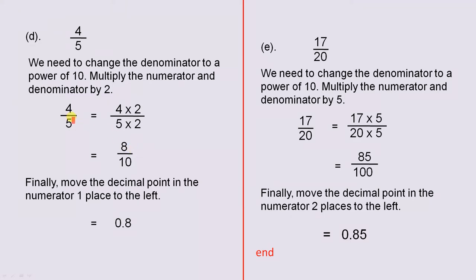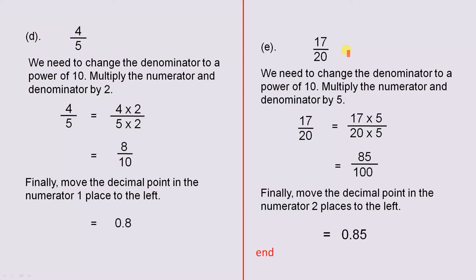So really 4 over 5 is the same as 8 over 10. Now we can change this to a decimal very easily because this is 10. So finally, move the decimal point in the numerator one place to the left, and that becomes 0.8. So 4 over 5 is 0.8.